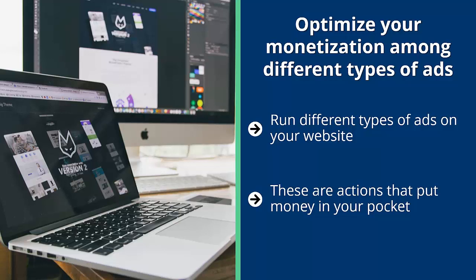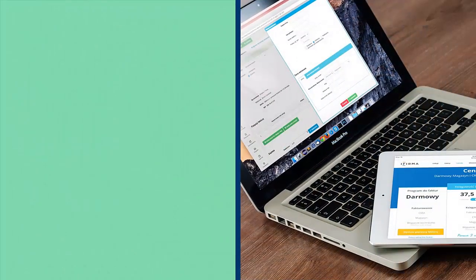Maybe these are text links. Maybe these are graphical banners. It really all depends on your website. But at the end of the day, you need to pick 3 of them. These are the top 3 money-making ad types.